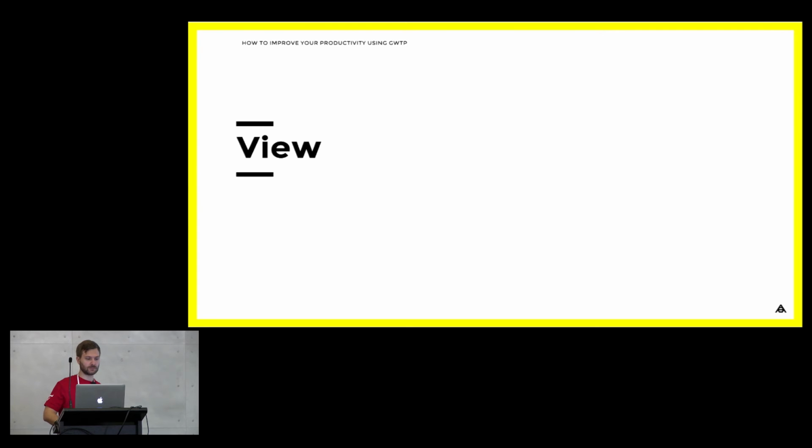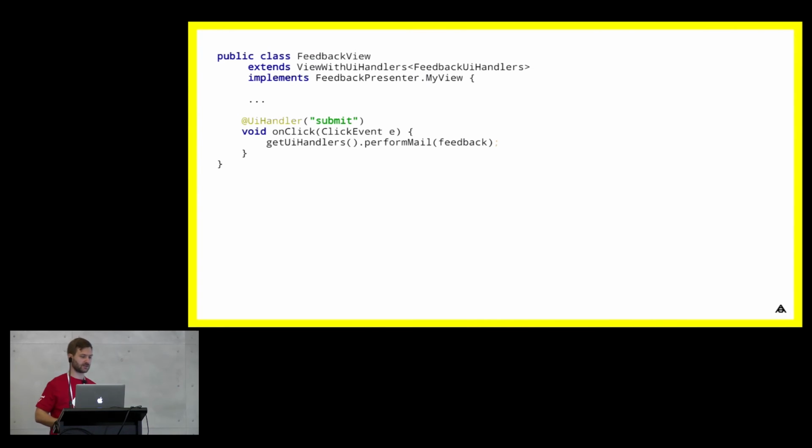So then the view implementation. Basically, you just have to implement HasUiHandlers, and you'll be able to have access to the performMail feedback function. We introduced into GWTP a class that you can extend that will let you have access quickly to the UI handlers itself. So then it boils down to a one-liner to call the presenter when you click the submit button.